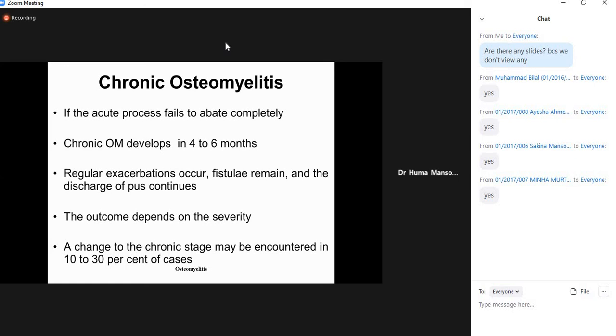Now we're coming to chronic osteomyelitis. If the acute process fails to abate completely, it leads to chronic osteomyelitis, which develops in 4 to 6 months. Whenever there is a delay in diagnosis, inadequate antibiotic coverage, or incomplete surgical debridement of the necrotic tissue, this leads to chronic osteomyelitis. Incomplete management and delay in diagnosis are the most common causes.